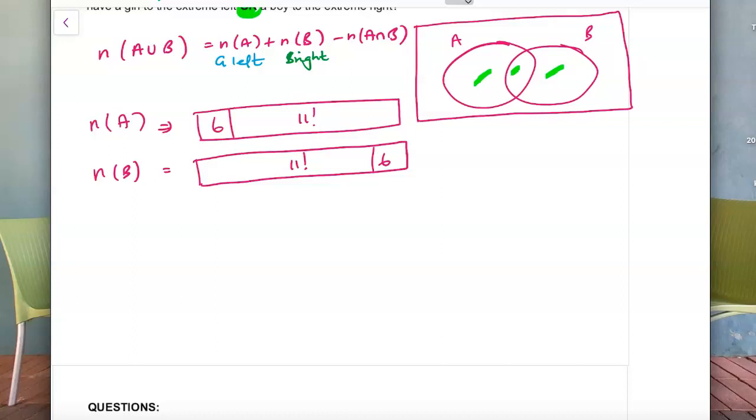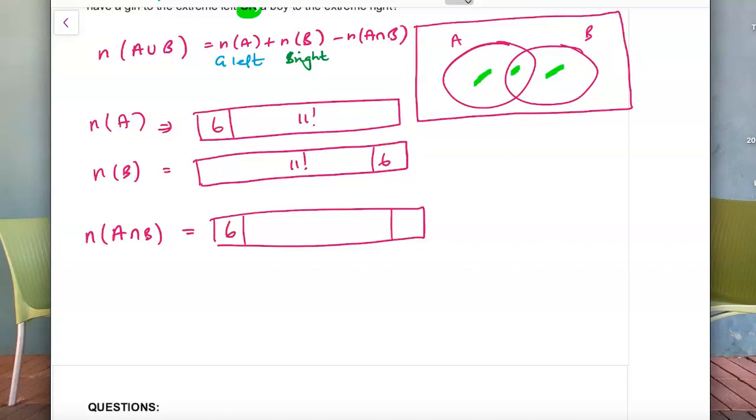So now we need to consider the girls to the extreme left and a boy to the extreme right. So when arranging our 12 people, we'll have our 6 girls choices on the left and 6 boy choices on the right. And once a girl and a boy is placed, then we've got 10 other people to arrange in 10 factorial ways.